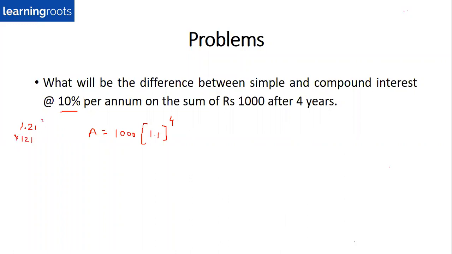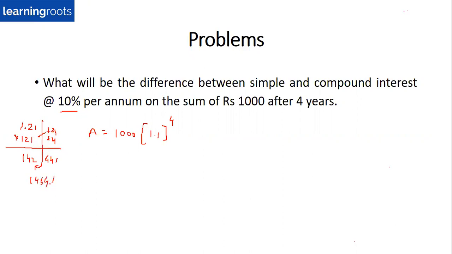So 121 into 121, if you have, plus 21 plus 21. This method is explained in that video, so just watch that video again. 441. 121 plus 21 is 142. This 4 goes here. 14641 will be the final answer.